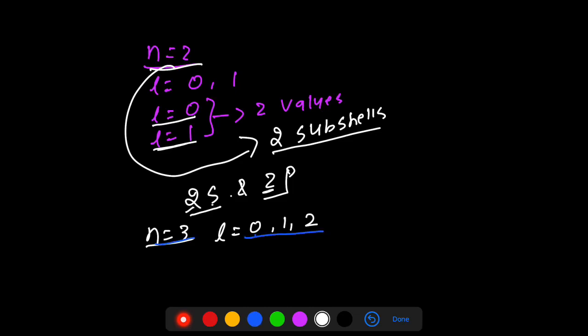Similar way, n equals 3, L will be 0, 1 and 2. So can I say that in the third shell I have 3 subshells, and what are those subshells? Are they 3s, 3p and 3d, right? L equals 2 is d, but this d belongs to which shell? Third shell, that's why 3d. L equals 1 is p, but the p subshell belongs to which shell? Third shell, that's why 3p, right? L equals 0, as it belongs to the third shell, that is why 3s. Likewise. Fine. So this was about the azimuthal quantum number. We'll keep that in mind.